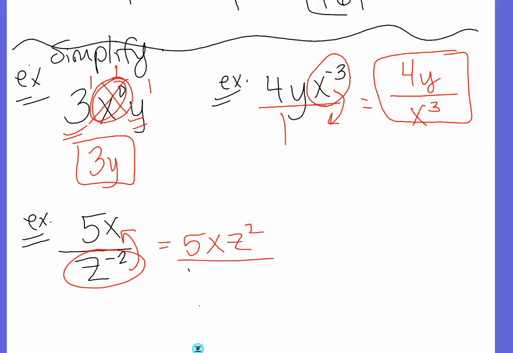Is anybody left on the bottom? No. So I would just put a 1 there. Do I really need that 1 there? No. So I'm just going to circle my answer.